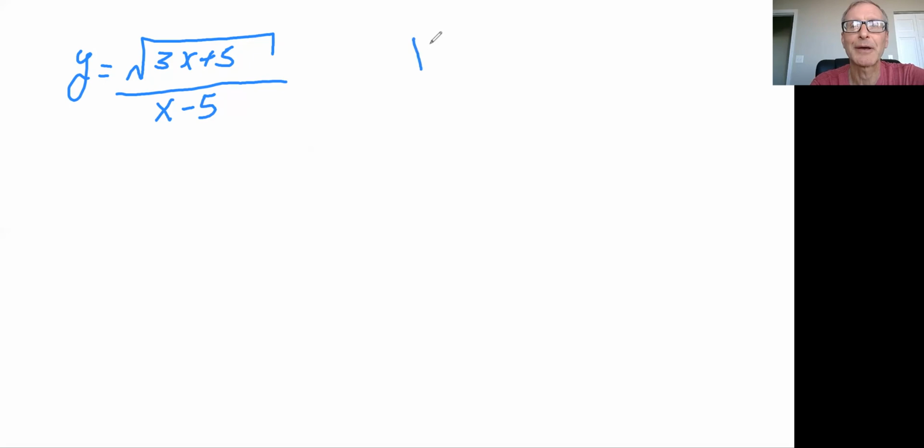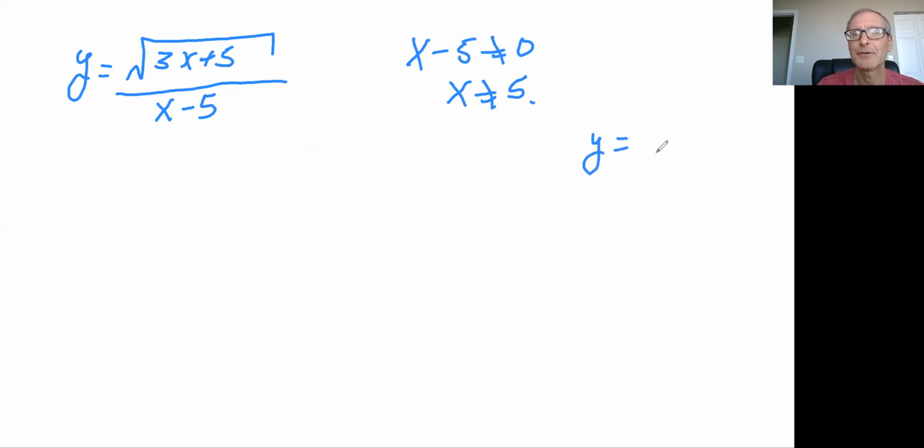So in this case, we have x minus 5 cannot equal 0, right? And so x cannot equal 5. So that's one bad point, x equals 5. Because if you plug 5 in, you would get 0 on the bottom. Let's just do that real quick. So if you plug 5 in, you would get 0 down here. And so that would be the square root of 20, right? 15 and 5 is 20. Not a real number, so 5 cannot be in our domain.